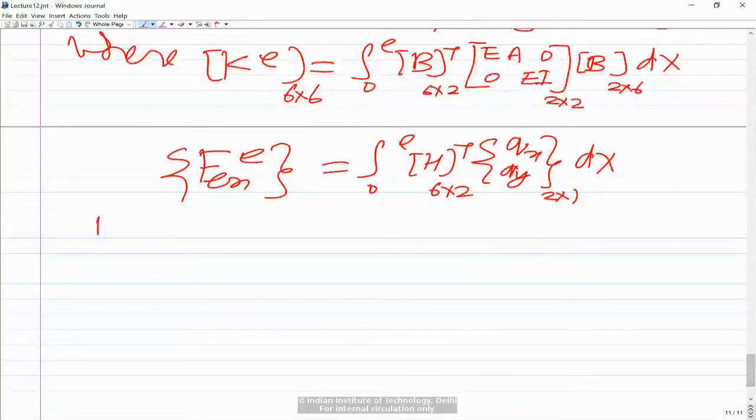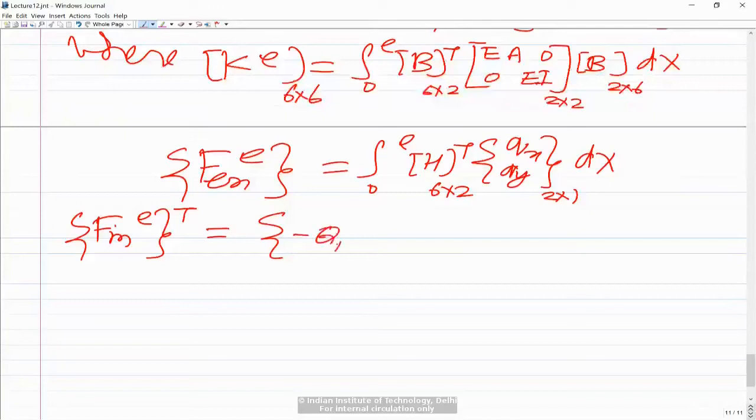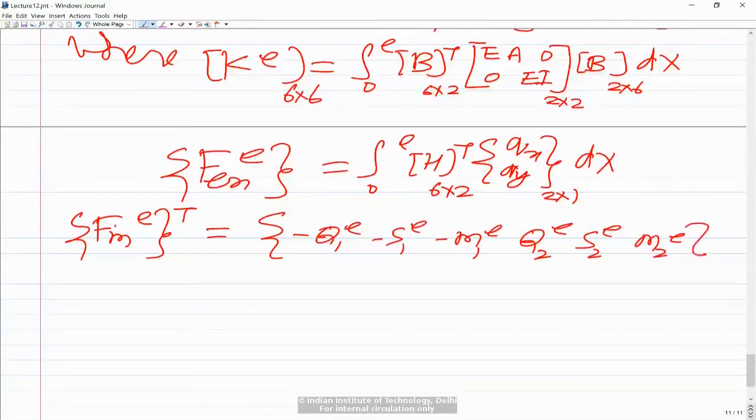And if you look at the f internal for this element, let me write its transpose so that I can write it in one row. So F internal transpose will be minus Q1E, minus S1E, minus M1E, then Q2E, S2E, and M2E. F internal is a column vector, its transpose would be a row vector. So that is what I have written.